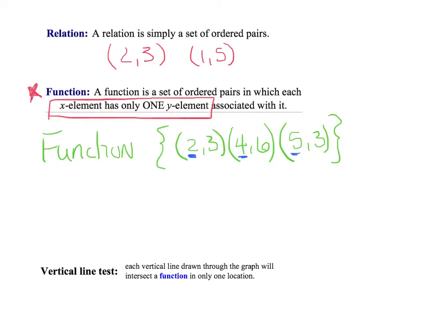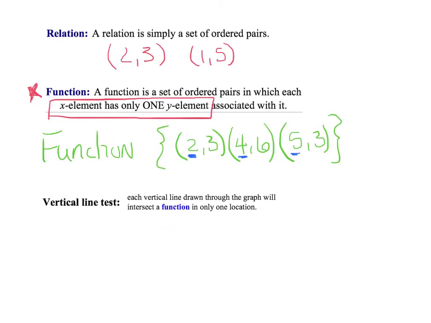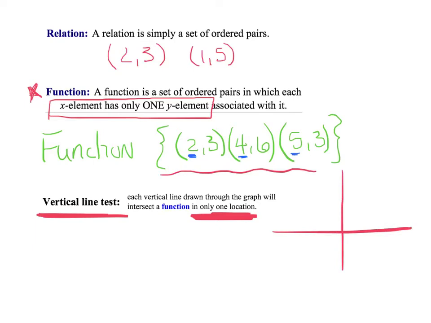If you're finding that hard to bite, think about this. A function has to pass the vertical line test. And what that says is each vertical line drawn through the graph will intercept a function in only one location. So if you're not buying that this is a function, you could easily plot these points and think about it. If I plot 2, 3, 4, 6, and 5, 3, and draw a vertical line through each one, does the vertical line only hit your point once? I would say yes, so that is a function.